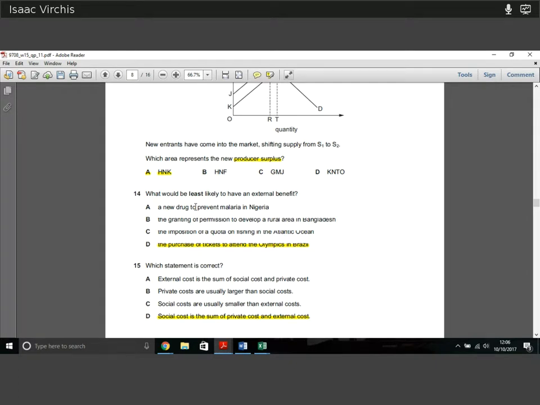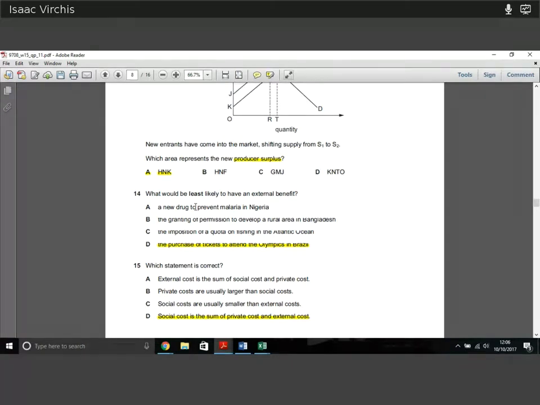They can be, but not always. Social costs are usually smaller than external costs? Again, not always. It depends on the type of exchange. But social cost is the sum of private cost and external cost. Social cost takes into account the total cost affecting all individuals who can be impacted by the economic exchange. That's the private individuals engaged in the exchange themselves, and the external cost to third parties. So D is the correct statement.